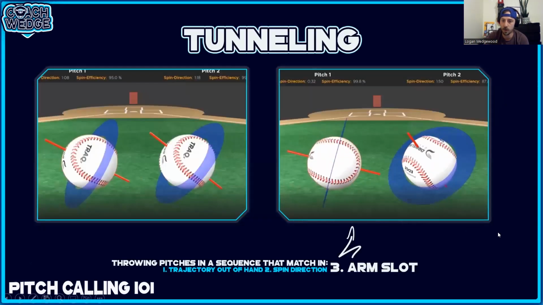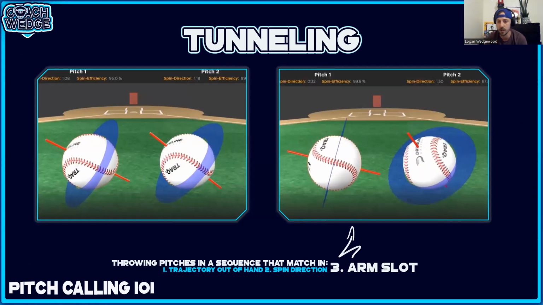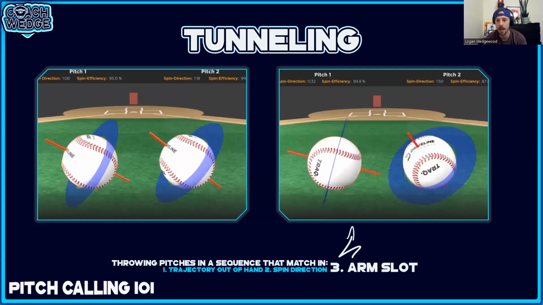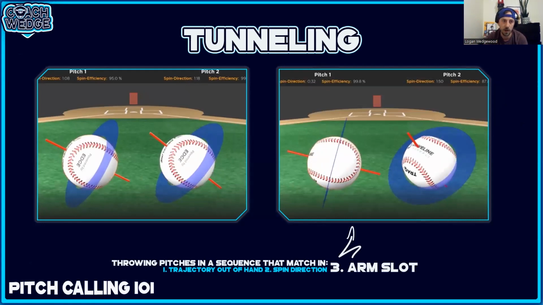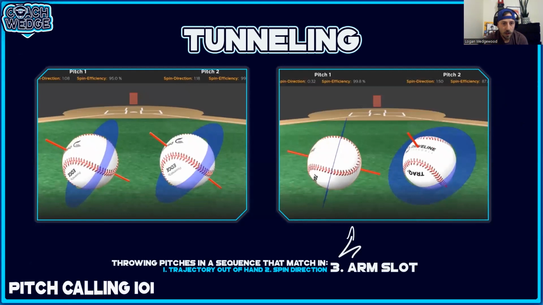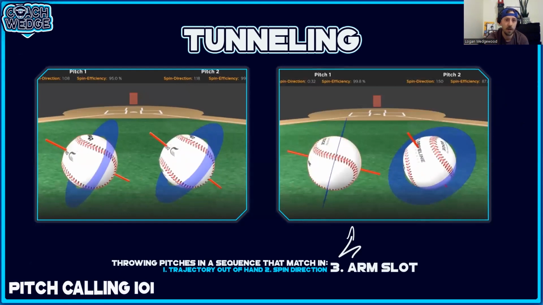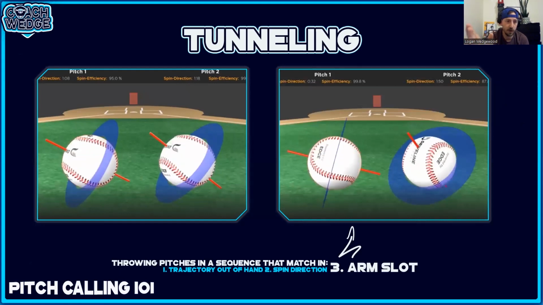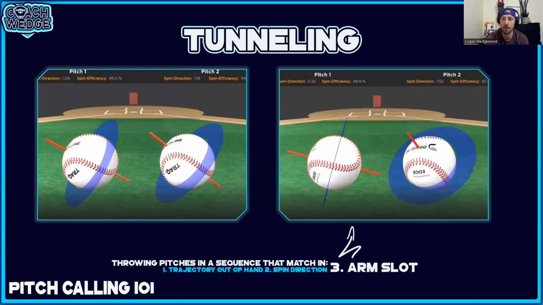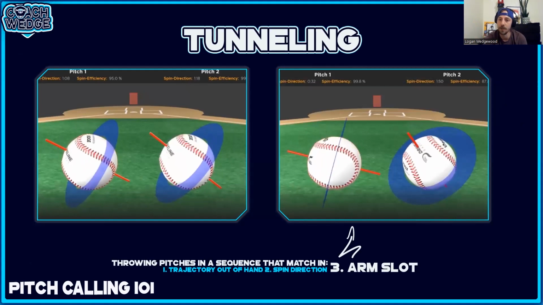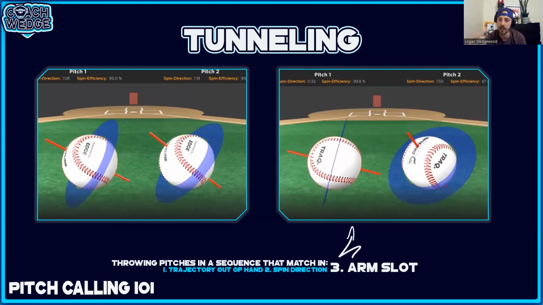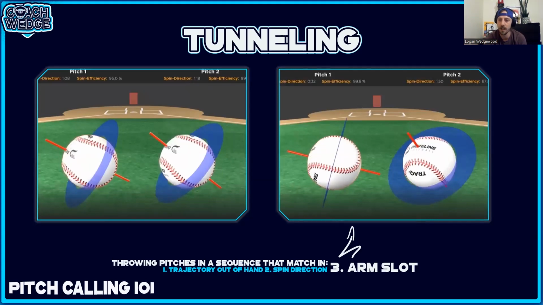So we're going to talk a little bit more about tunneling. This is what an arm slot or a spin direction that doesn't look the same, and how easy you can tell the difference. On the left here, this is a fastball changeup combination, where the blue is pretty much the same, and that's going to look a lot closer to a hitter's eye. But when you look at the one on the right, that blue is much more open facing, which a hitter can see as well. So that spin direction isn't looking quite like the fastball, which makes it a little bit easier to take that changeup.